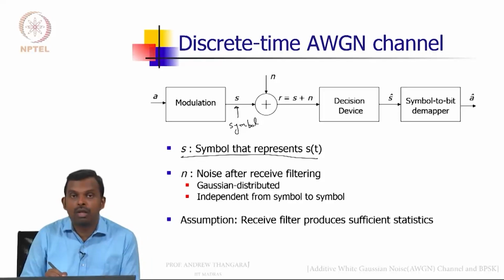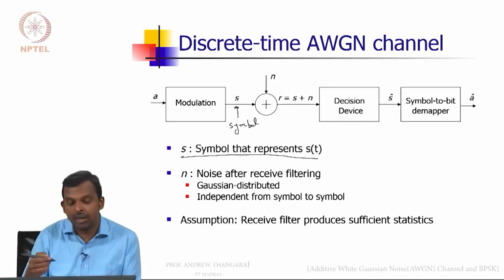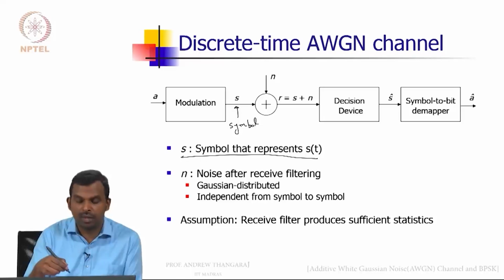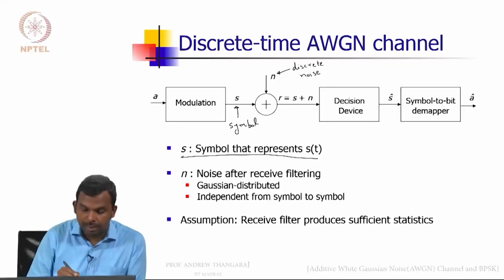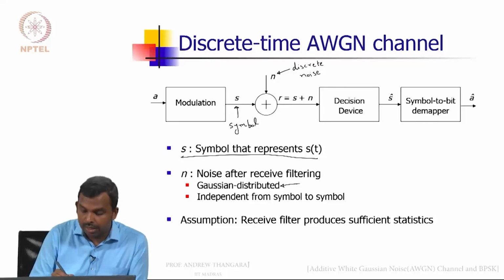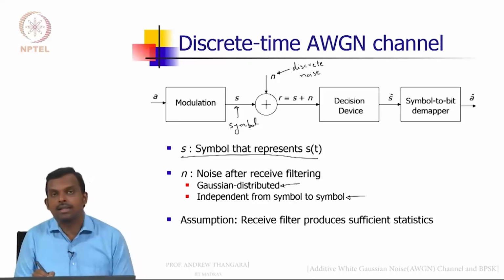And instead of a noise signal n(t) adding to the signal S(t), we can have a discrete version of the noise. Okay. So, you have a discrete noise version, and like mentioned here, it is Gaussian distributed and it is independent from symbol to symbol. Okay. So, these are things that you can prove by carefully looking at the model.